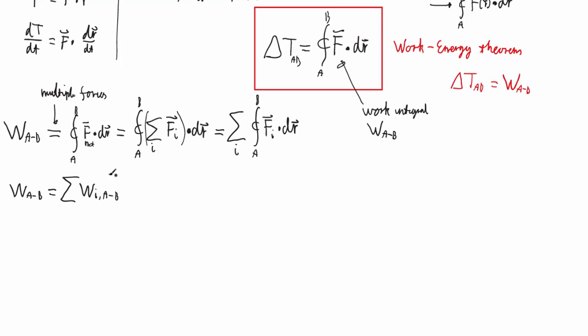And this is actually a convenient way to calculate the work. You are perfectly able to split off the work of different forces separately and add them together after you've calculated each individual work. So that we obtain then that delta T from A to B is the sum of the work of each individual force going from point A to point B.